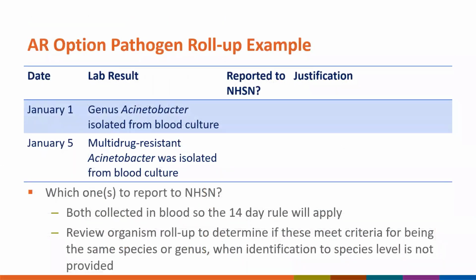I have a patient who on January 1st has genus Acinetobacter isolated from a blood culture. And then on January 5th, multi-drug resistant Acinetobacter was isolated also from a blood culture. When you're deciding which ones to report to NHSN, you have to think first about whether they're from the same invasive or non-invasive specimen source group. These are both from blood cultures, so the 14-day rule will apply. So you'd want to review the organism roll-up to determine if these meet criteria for being the same species or genus when identification to the species level is not provided.